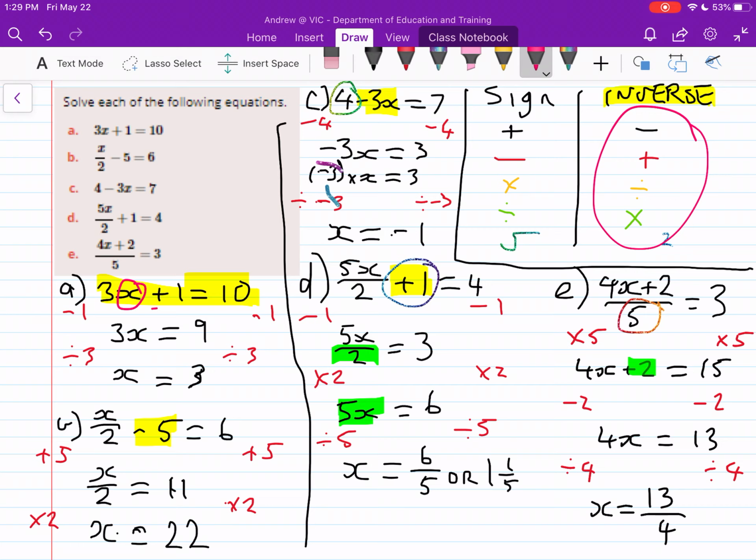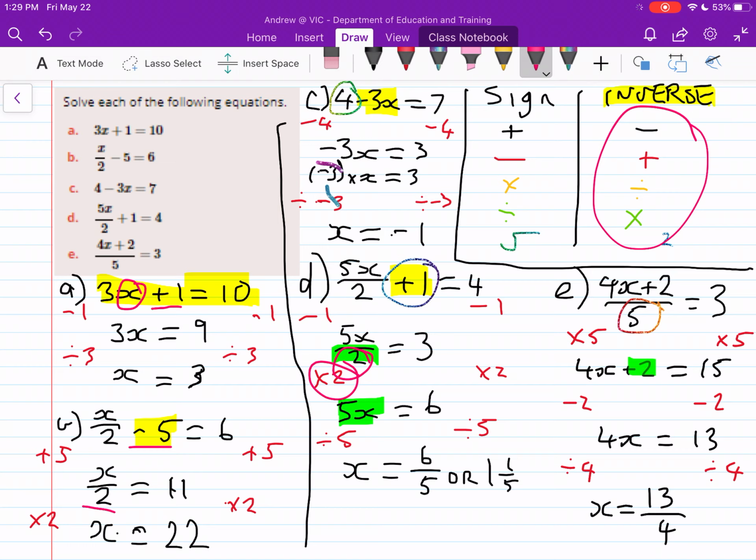So for this one, our plus 1 was. Our second example, we had our minus 5, and then, because the x over 2 is all together, we then need to multiply by 2. Alright? This third example, this 4 was separate from it. So we minus 4, and then we did the same. The fourth example, D, okay, we minus 1, but then we needed to go 5x over 2, with the 5 x's together, so we needed to multiply by 2, okay?